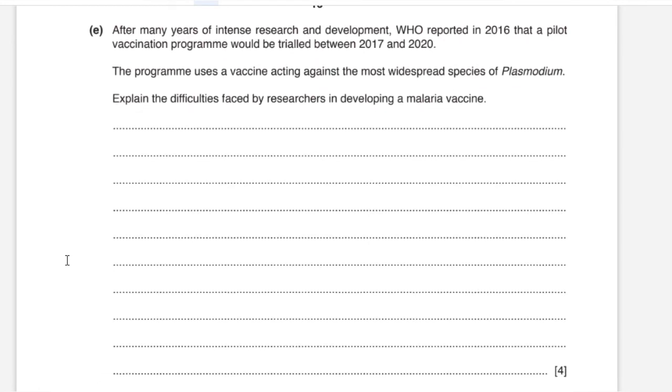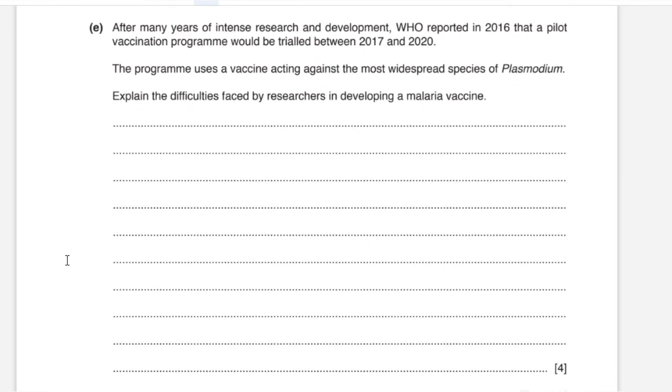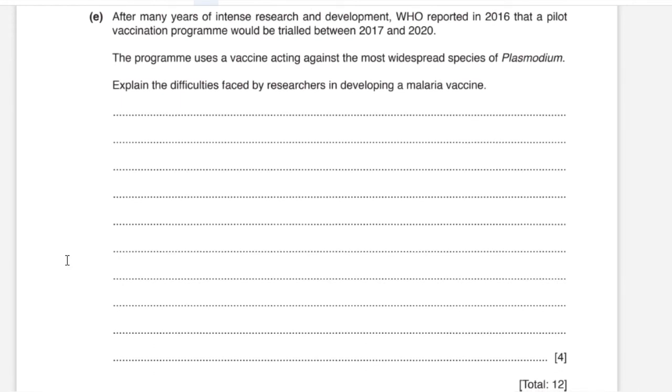After many years of intense research and development, WHO reported in 2016 that a pilot vaccination program would be trialed between 2017 and 2020. The program uses a vaccine acting against the most widespread species of Plasmodium. Explain the difficulties faced by researchers in developing a malaria vaccine.